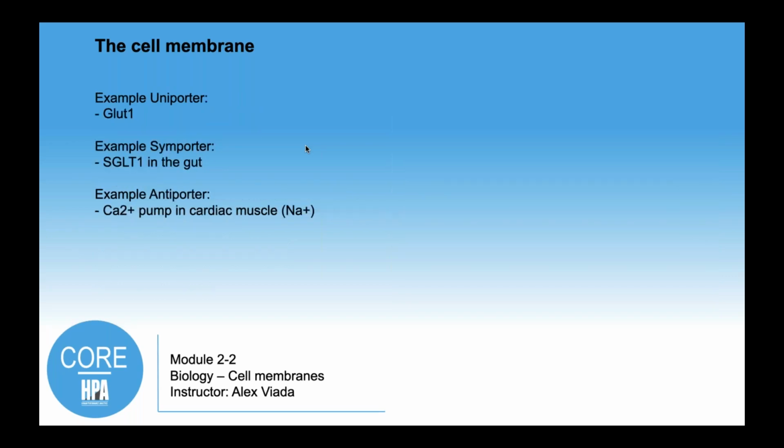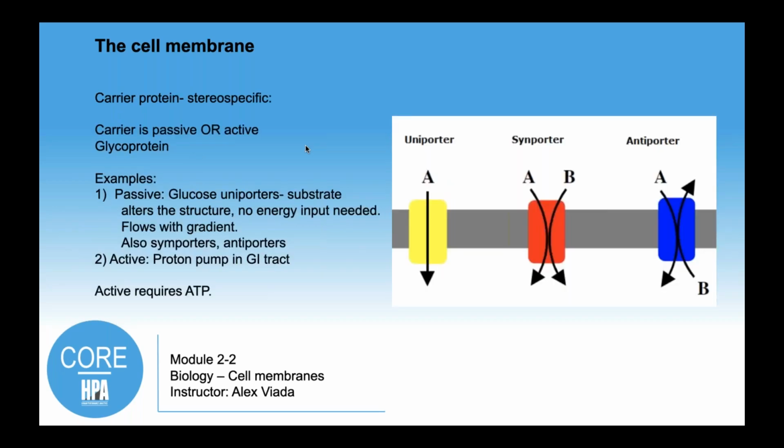Example symporter, back here, the red one. SGLT1 in the gut. This is a very, very crucial symporter that I've discussed quite a bit. And if you look in the gut, see if I can pull up a picture for you here. By the way, this diagram is wrong because it's a symporter, S-Y-M. So that's from your book, don't blame me.